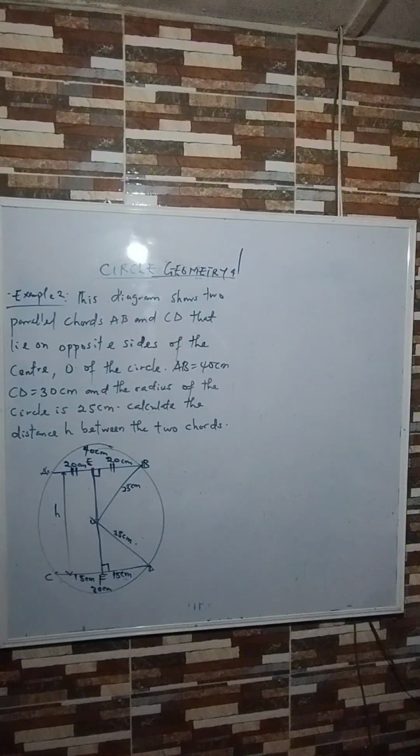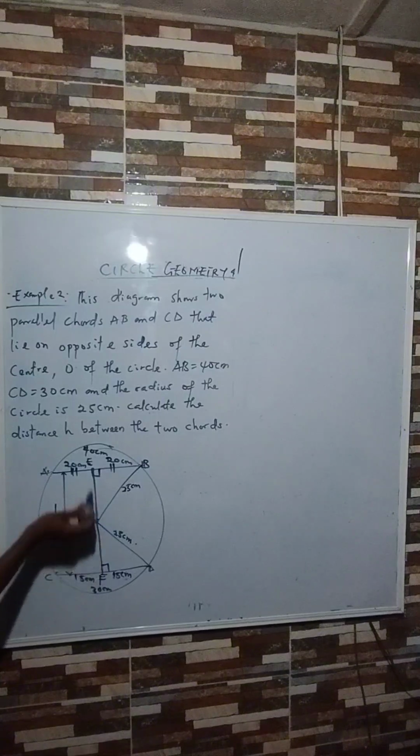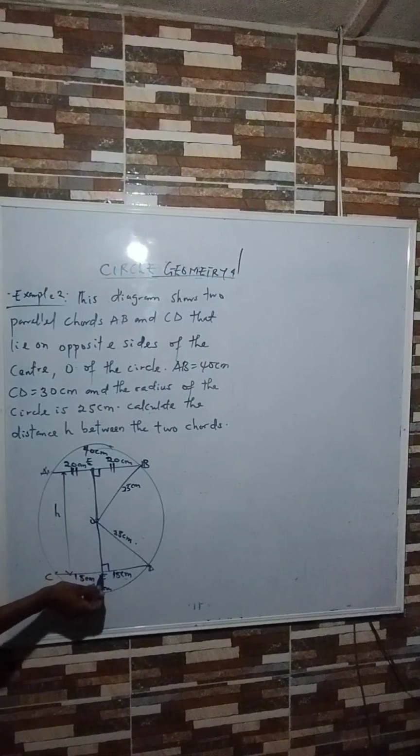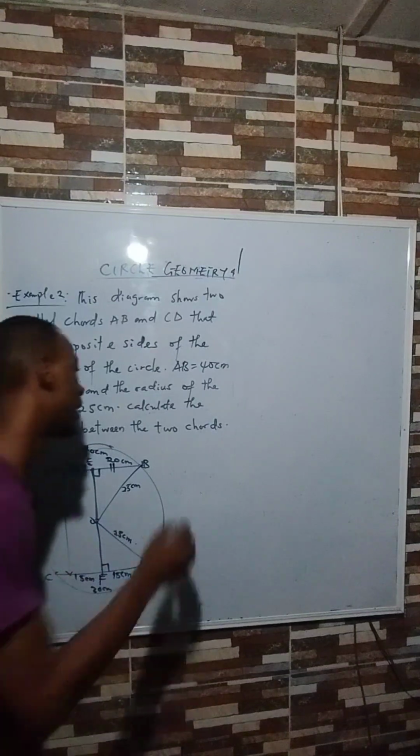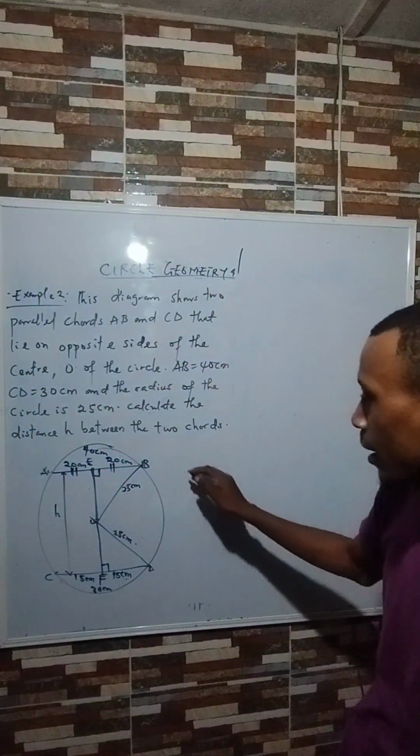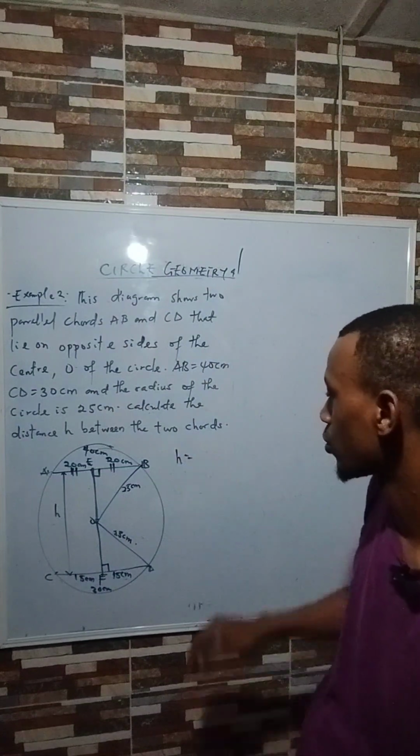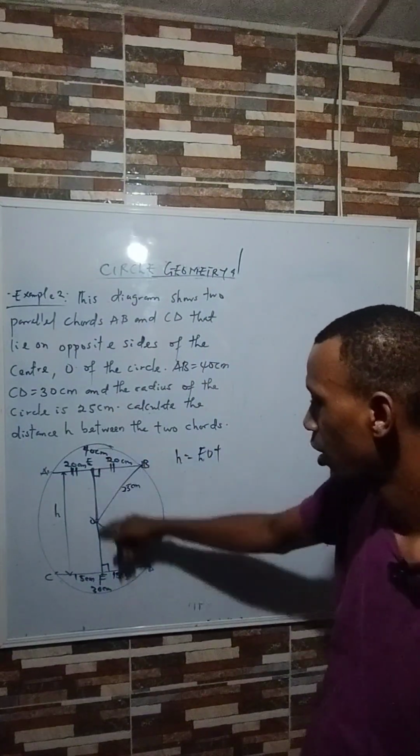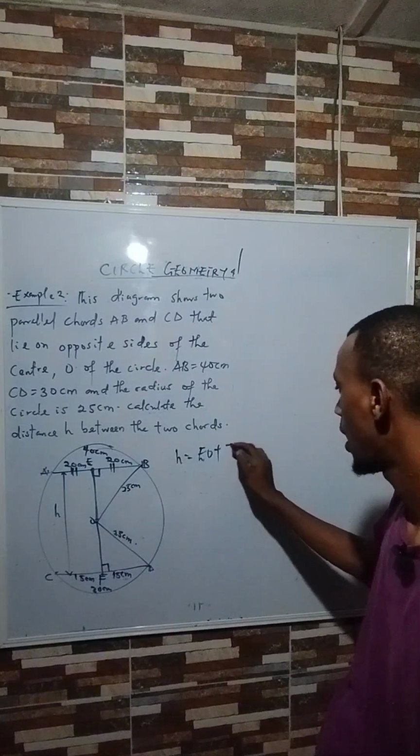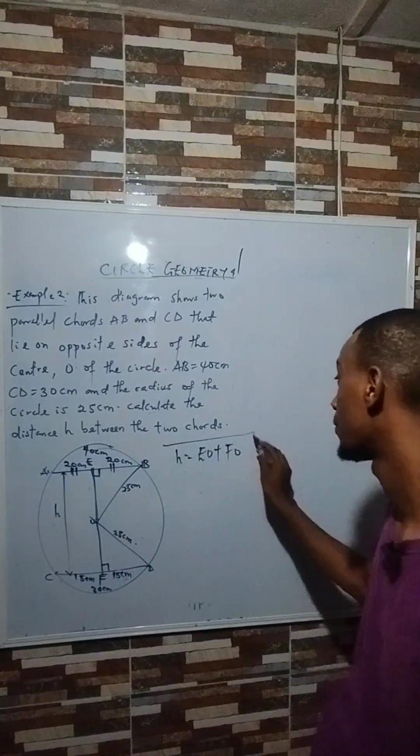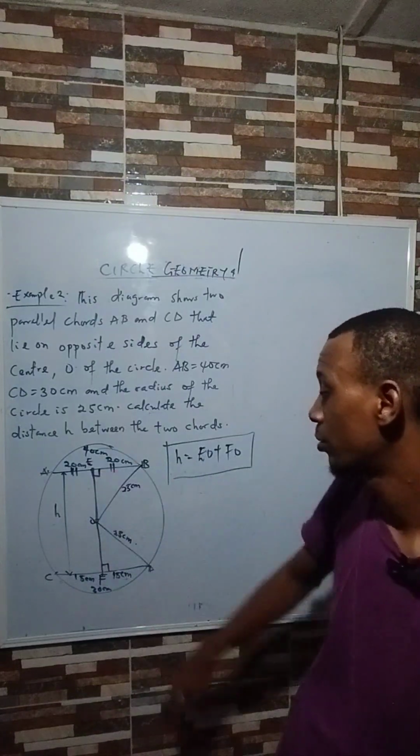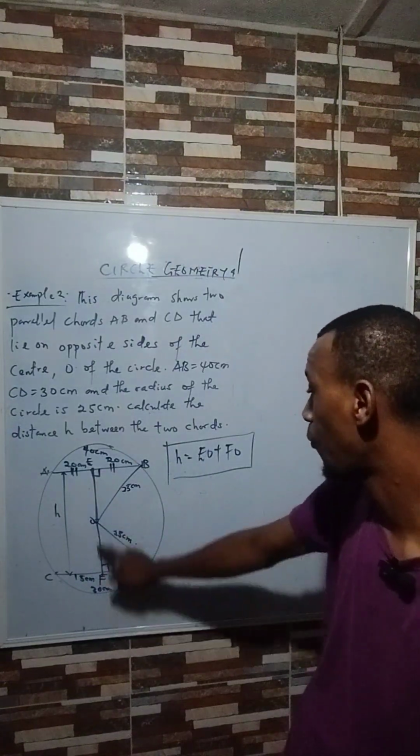And if I'm going to calculate the distance H, I need to know the distance from here to this point. I also need to know the distance from here to this point. So can we say that our H is equal to EO plus FO? That is our H. So our interest now is to get EO and to get FO.